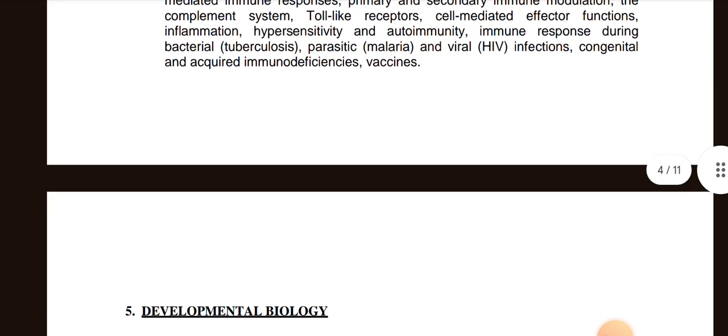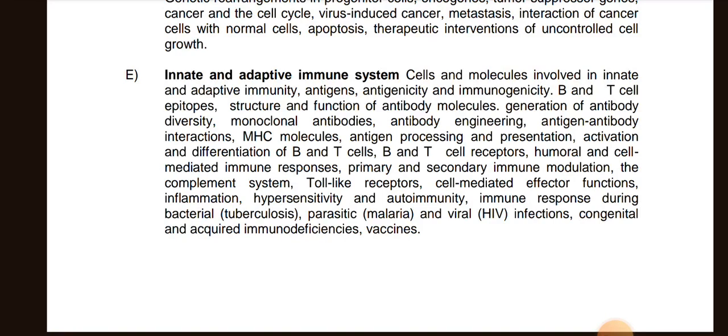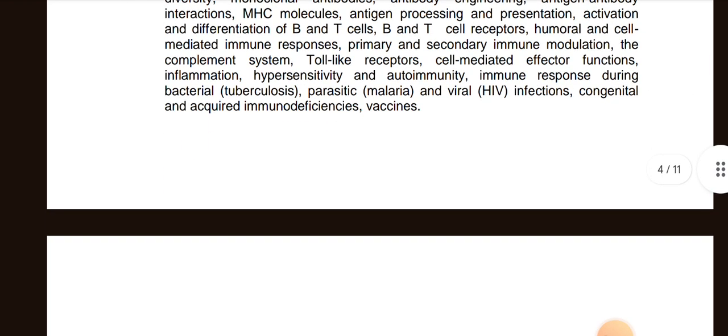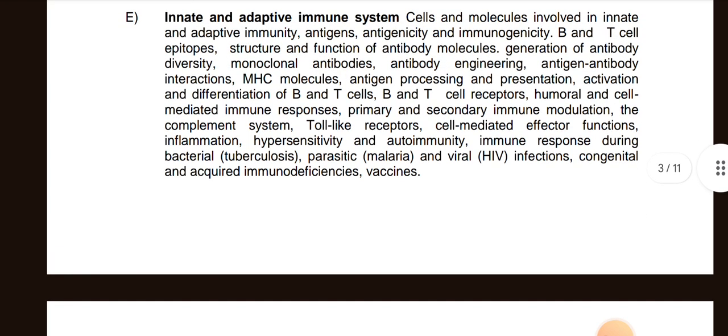And the next subunit in the fourth unit is innate and adaptive immune system. Here we will be discussing in detail about B cell, T cell, MHC molecules, toll like receptors, cell mediated effector functions, then different immune responses, like tuberculosis, malaria, HIV, and acquired immunodeficiencies, and vaccines. Then also about monoclonal antibodies, antibody engineering, antigen antibody interactions, we will see all of that.